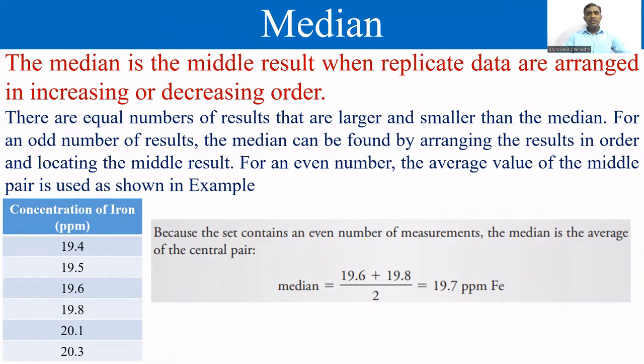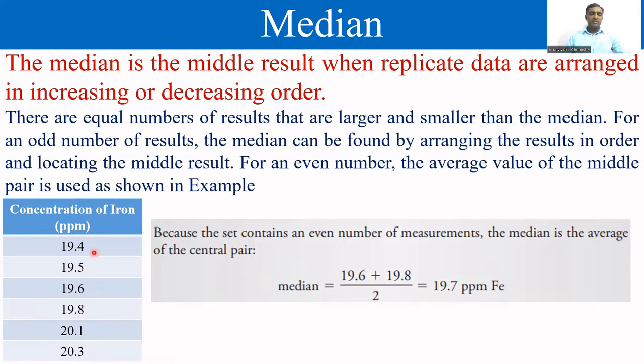What is median? Median is the middle result when replicate data are arranged in increasing or decreasing order. For the same set of data that we dealt with in the previous case, here we arrange all these readings in increasing or decreasing order. You can see in the table presented here, at the bottom, all these values are already arranged in increasing order: 19.4, 19.5, 19.6, 19.8, 20.1, and 20.3. Since they are arranged in increasing order, we need to look for the central value.